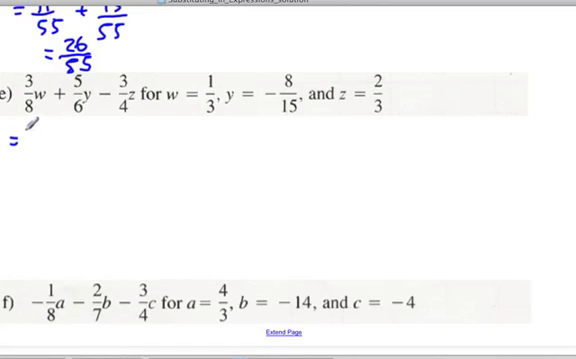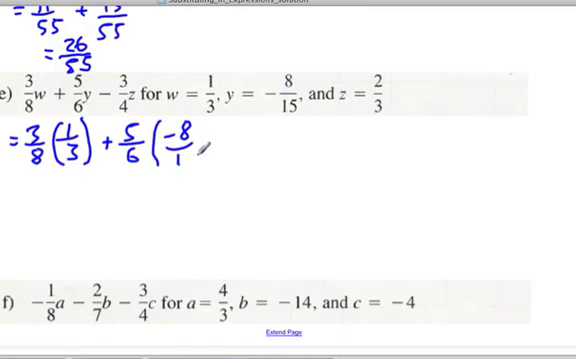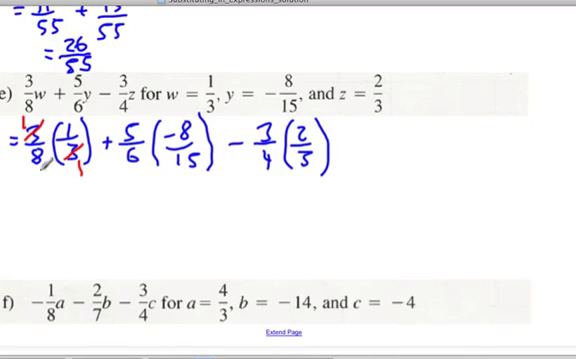Okay, this is equal to 3 over 8 times 1 over 3, when you sub in for W, plus 5 over 6 times negative 8 over 15 minus 3 over 4 times 2/3. And in this one, it's really important that you simplify where you can, because it's going to get quite complex if you don't. So 3 goes into itself once, can't simplify anymore.